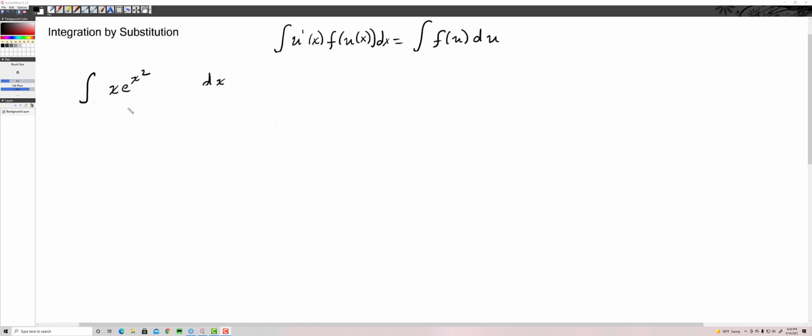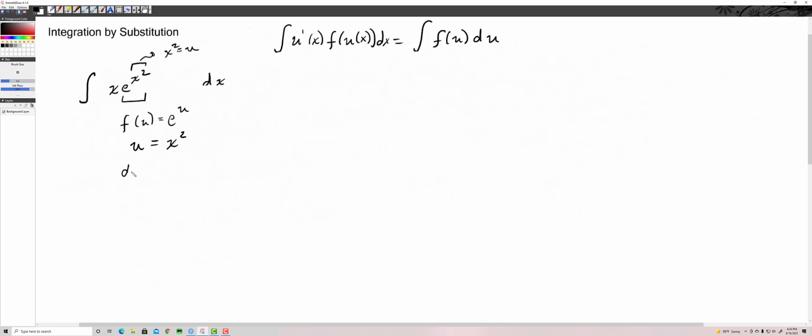Okay, so here's a slightly more interesting example. I have a function inside a function here. F of u is going to be e to the u, and my u is going to be x squared. Okay, so let's go ahead and write that out. I've got this down here already, so I'll just keep writing here. U is x squared. And again, if you plug in x squared, you get e to the x squared. That's what we're talking about, okay?